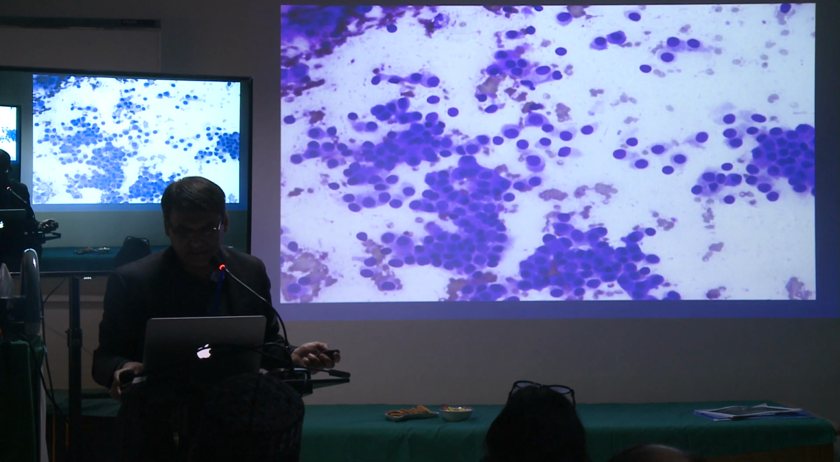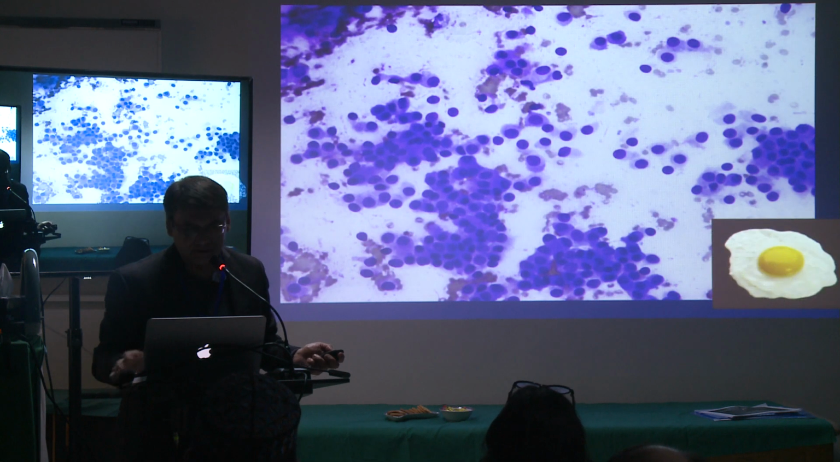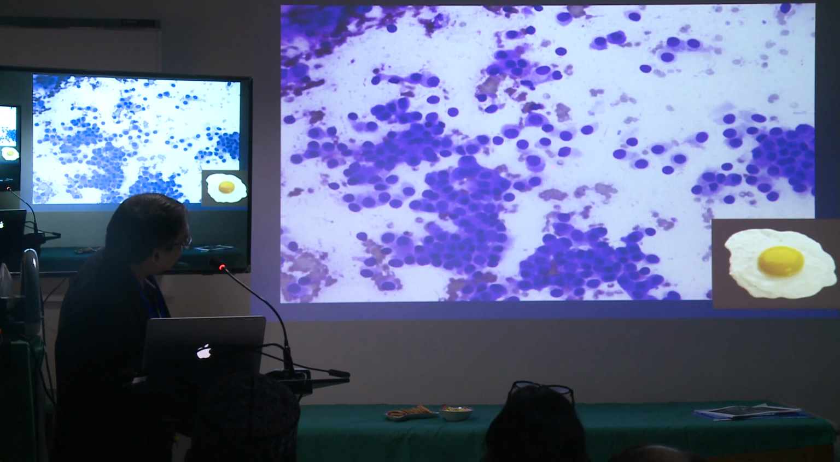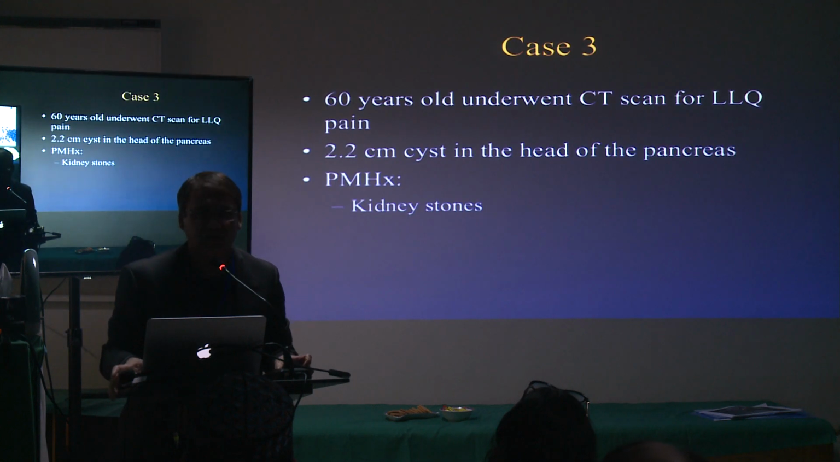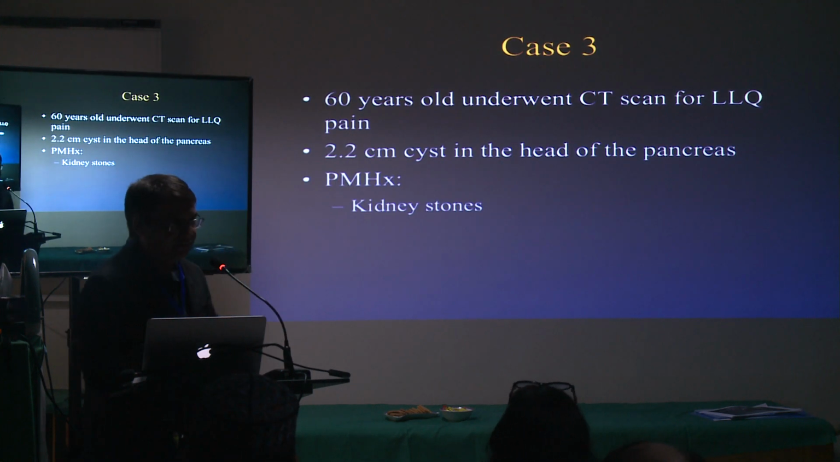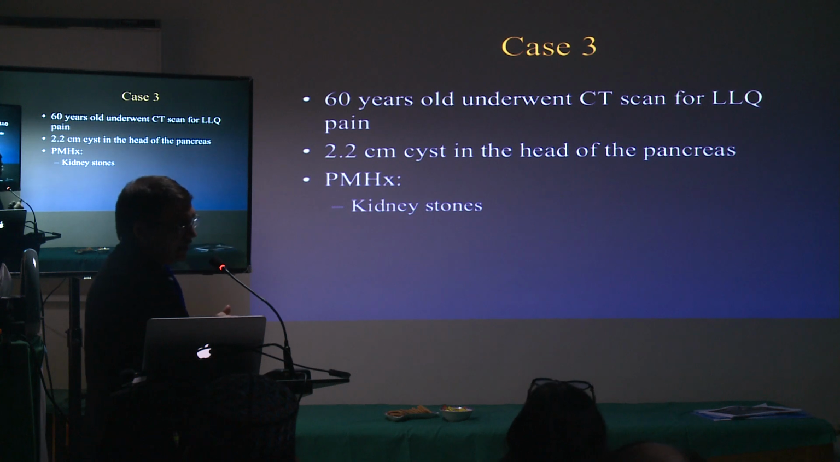Same thing is here. Some of those look like that right here. And this one is probably a little bigger yolk, and right here. So when you start seeing that, you think about neuroendocrine tumor. When you see those fried egg cells there, it's a neuroendocrine tumor. Okay.